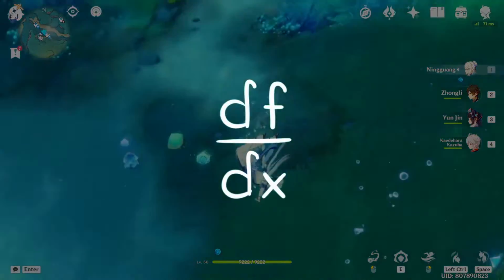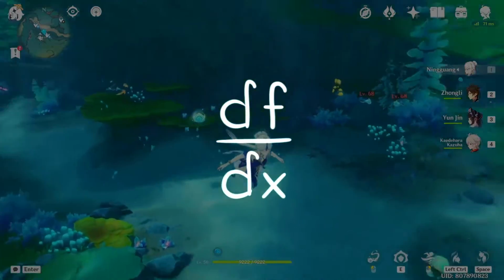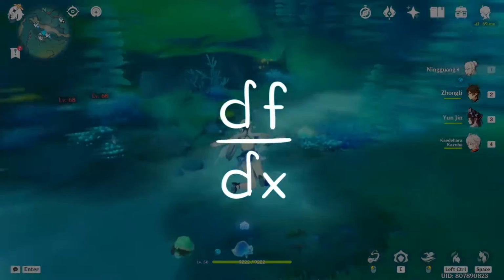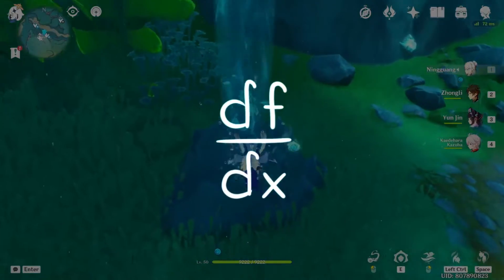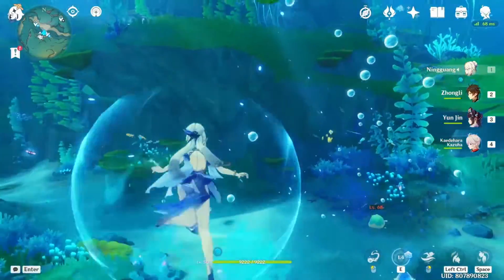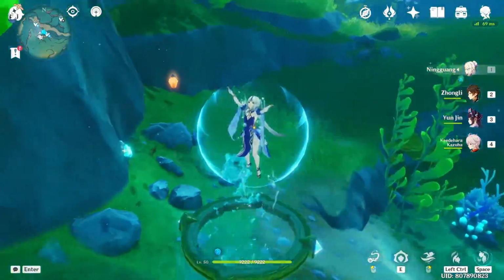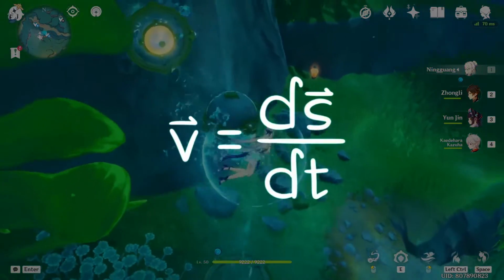This is a derivative. The d/dx shows that we're considering the change of f over the change in x. df/dx is said as the derivative of f with respect to x. If you can understand that, you can read Leibniz notation. Velocity is defined as the derivative of displacement with respect to time.